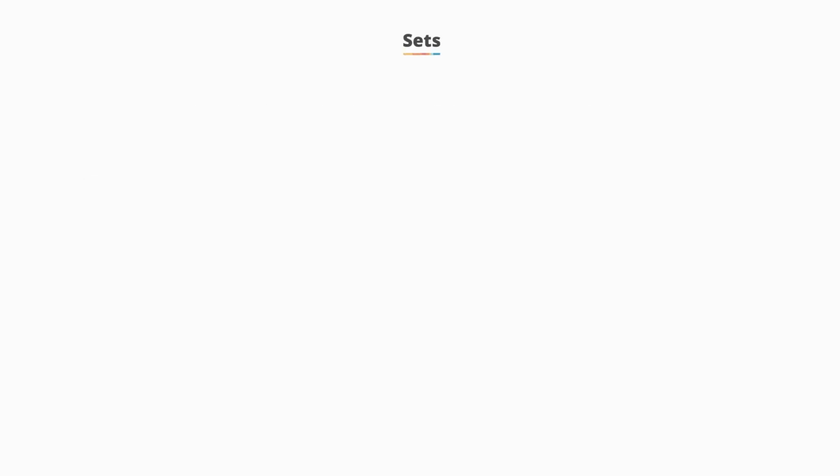Sets. Sets are iterables that contain no duplicate elements. In other words, a Scala set is a collection of pairwise different elements of the same type.